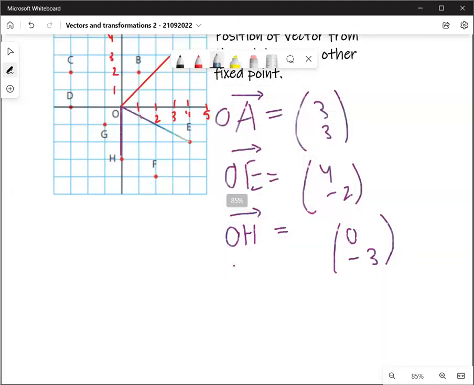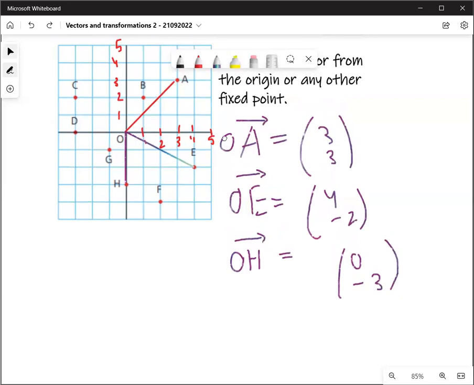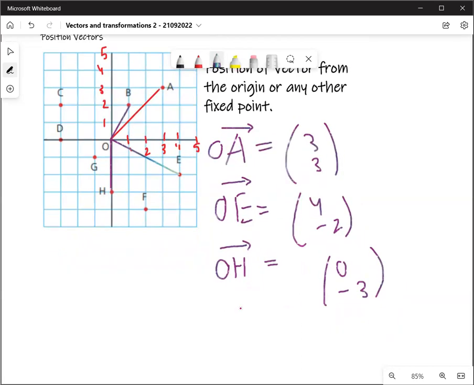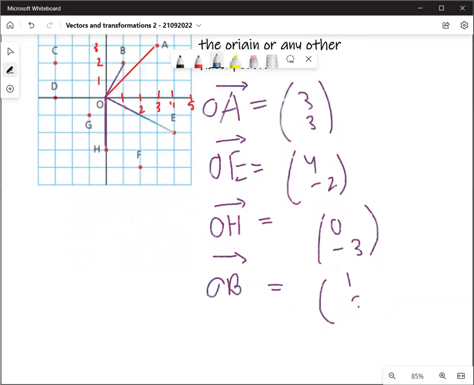Pretty good. Now you should realize all of them have O in the beginning. Yes, because we're starting at the origin. These are basically position vectors. I don't think this is difficult. Can I move on? All you have to do is start from the origin. Nothing different. So OB would be 1, 2.